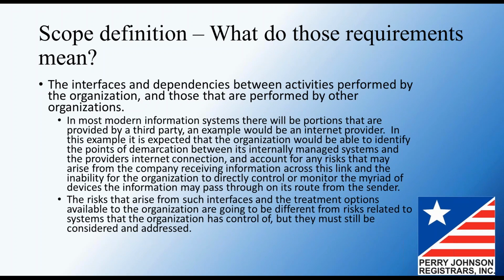And then lastly, it talks about the interfaces and dependencies between activities performed by the organization and those that are performed by other organizations. So in most modern information systems, there will be portions that are provided by a third party. An example would be an internet provider. In this example, it is expected that the organization would be able to identify the points of demarcation between its internally managed systems and the provider's internet connection and account for any risks that may arise from the company receiving information across this link and the inability for the organization to directly control or monitor the myriad of devices the information may pass through on its route from the sender.